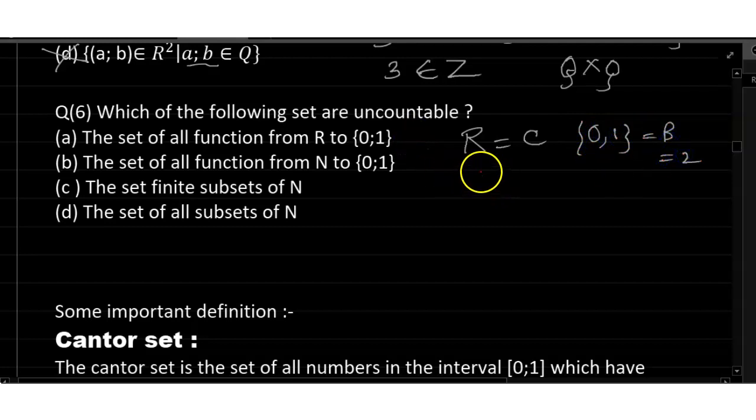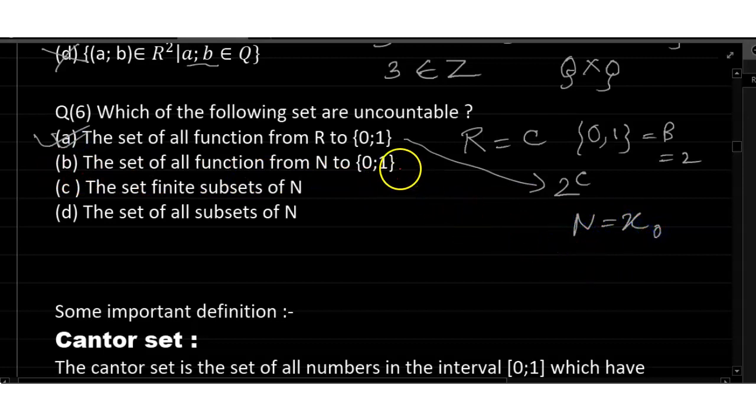So the value is 2 to the power c. So 2 to the power continuum is also uncountable. And N, the cardinality of N, is equal to aleph naught, and this is also 2 to the power aleph naught. So the set of all functions from N to {0, 1} is also uncountable.